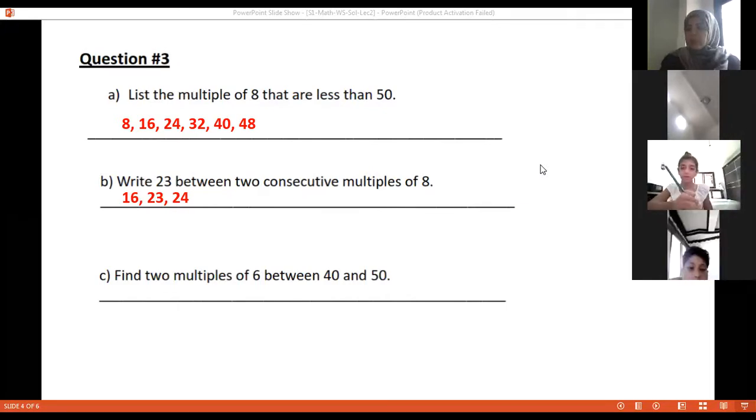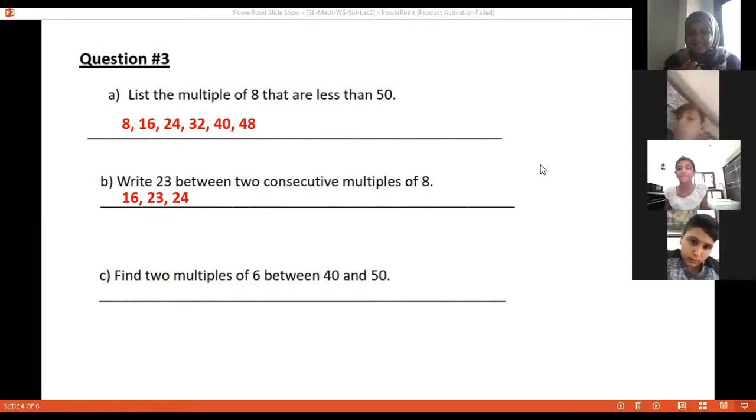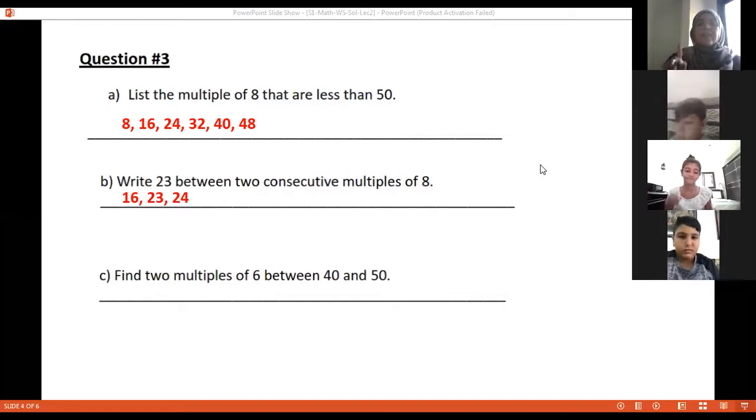So, Lana, 23 is between 16 and 24. If you want to plot 23, you plot it between what two numbers? 16 and 24. That's the question. Okay, now I understand. I'm going to ask you another question to make sure that you understand it, okay? Look, the multiples of 8 are in front of you.